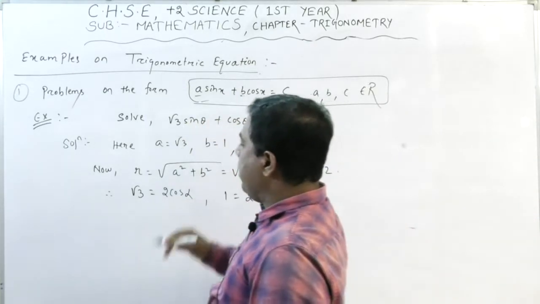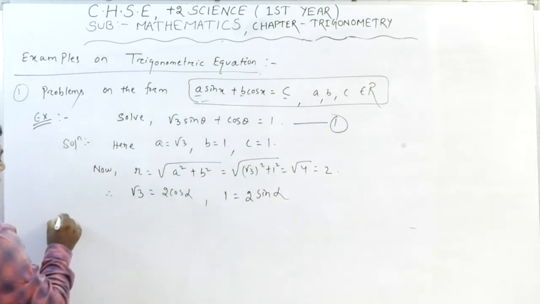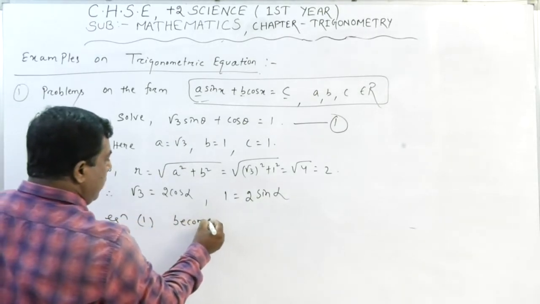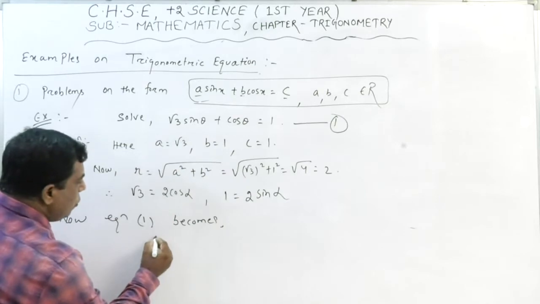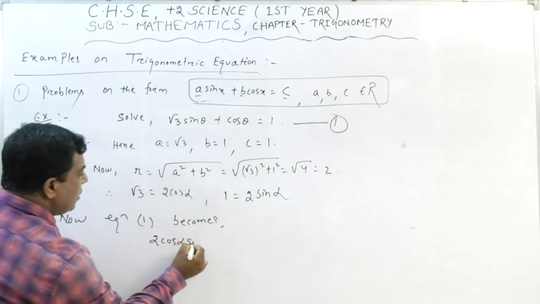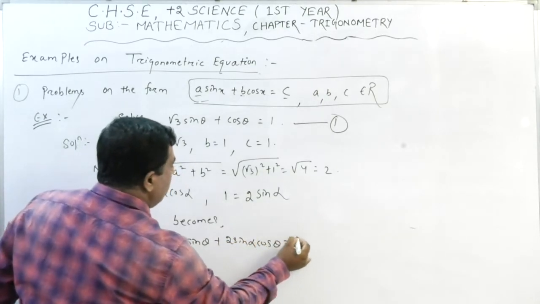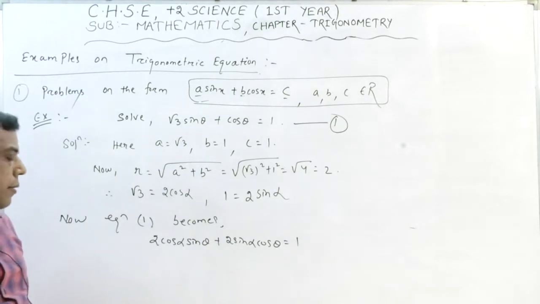Now if I replace them in equation 1, what does equation 1 become? You see, dear students, it is 2 cos alpha sin theta plus 2 sin alpha cos theta equal to 1. Yes or no? That can be written as 2 cos alpha sin theta plus 2 sin alpha cos theta equal to 1. Clear?